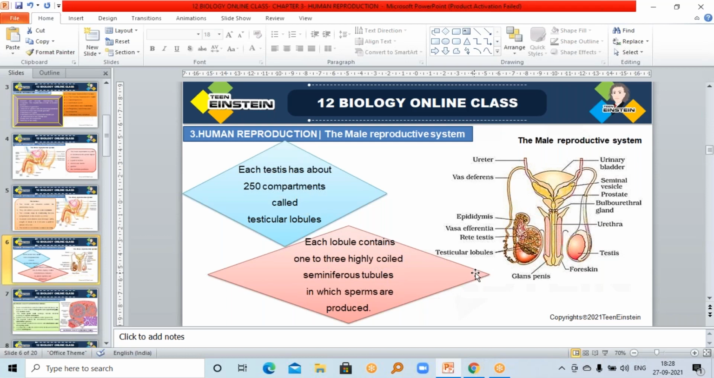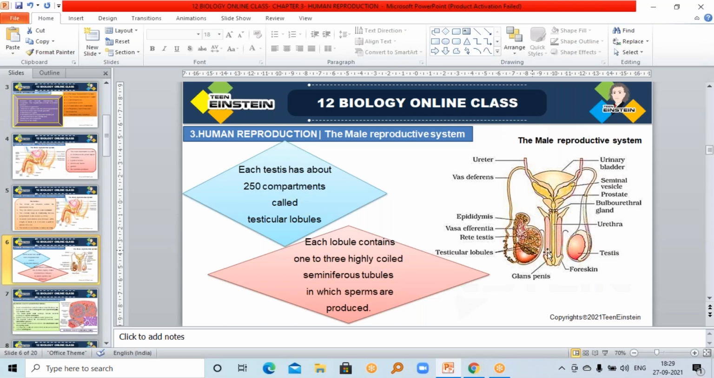The sperms are actually produced in the seminiferous tubules. The process by which the seminiferous tubules of the testis produce sperm is called spermatogenesis. So what is spermatogenesis? In the testis, the seminiferous tubules produce sperms, and this process is called spermatogenesis, the genesis or formation of sperms.